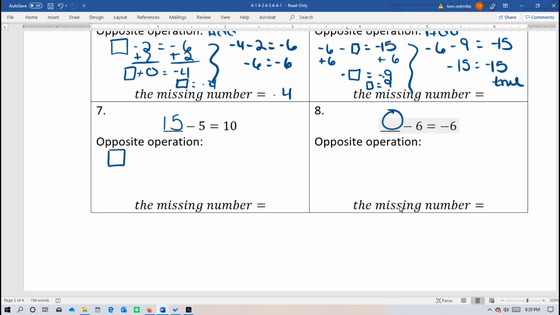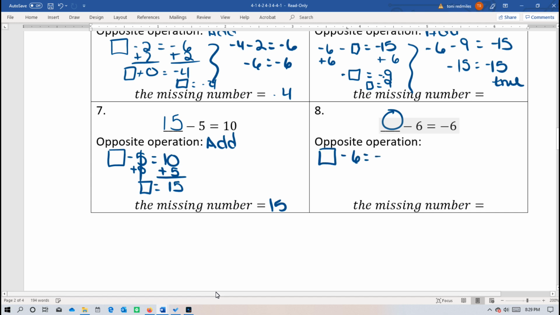All right, again, I see that that 5 is subtracting, and I know the opposite is adding. So I'm going to add 5 over here. That's going to give me the desired 0. Add 5 on this side, giving me unknown box equals 15.